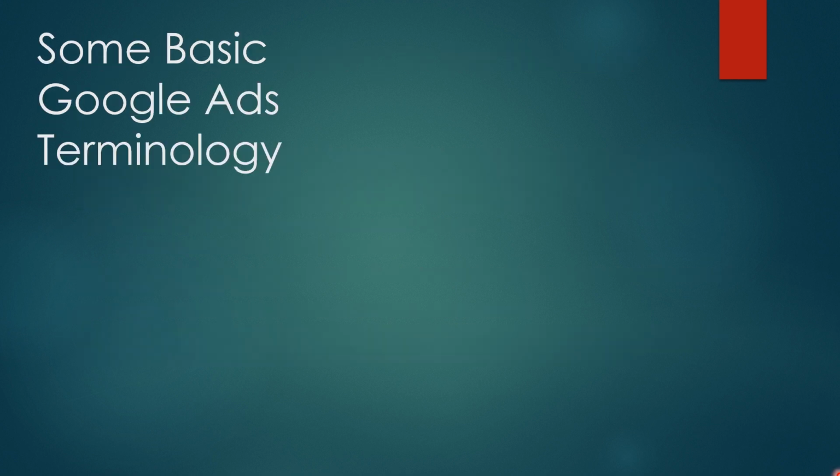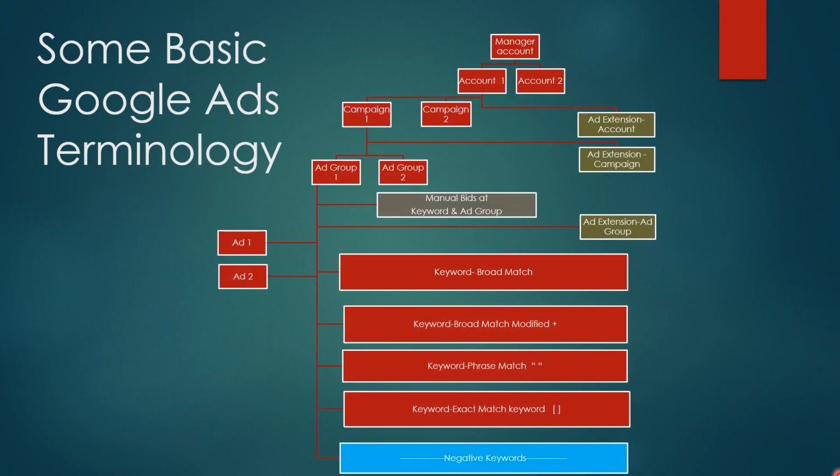I'm now going to discuss some basic Google Ads terminology. In order to understand Google Ads terminology, it is best to look at it from a hierarchical point of view. And here we go. As you can see, within the Google hierarchy, you have your manager account, and under your manager account, you have your accounts, you have your campaigns, you have your ad groups, and under your ad groups, you have your ads, you have your bids, you have your keywords, your positive keywords and your negative keywords, and you have ad extensions at an ad group level, at a campaign level, and at an account level.